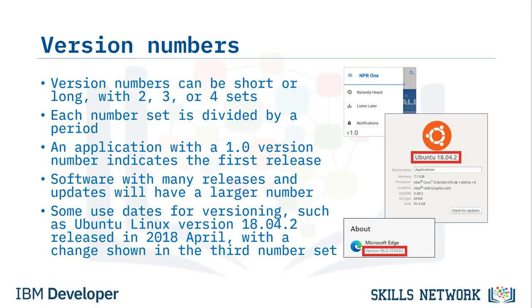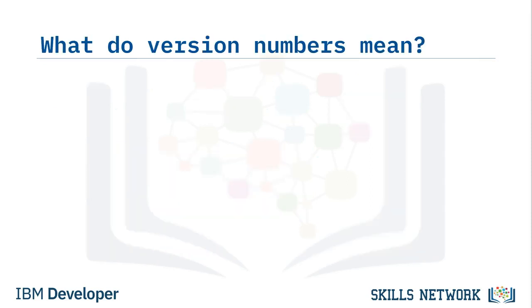For example, Ubuntu Linux version 18.04.2 was released in 2018 April. The third number set, .2, designates an additional change or update. What do these numbers mean?